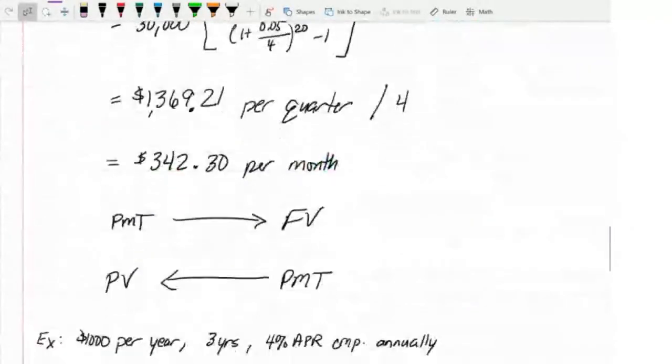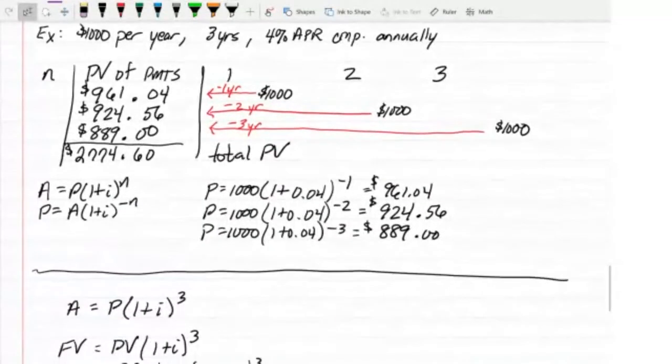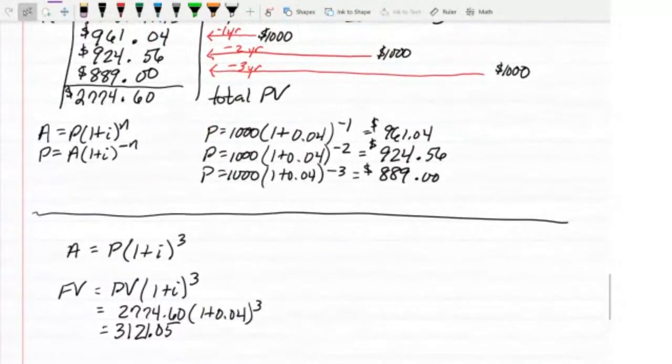And you can think of that as if I had the present value today, that would be the same as me just putting that in the bank and letting it grow. And at the end, I should get exactly the same future value that I calculated up above.